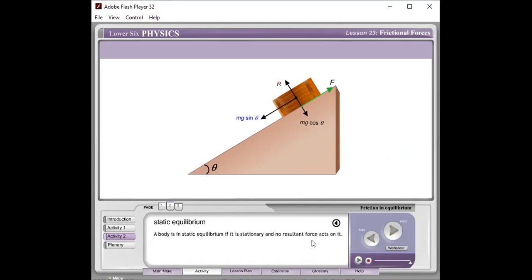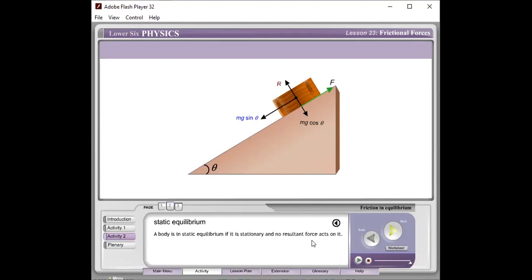Static equilibrium means that a body is in static equilibrium if it is stationary or no resultant force acts on it. That means that in stationary, the velocity V equals 0 m/s and the acceleration A also equals 0 m/s². That means it is not moving. But another example is when no resultant force acts on it, which means no acceleration. But the object may be moving.